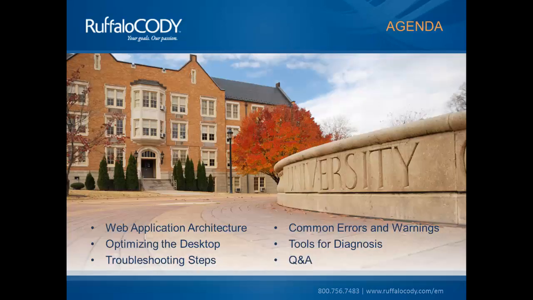Let's talk a little bit about our agenda today. I've got 5 topics that I want to cover before we get to the Q&A session. First, I want to talk a little bit about web application architecture and basically what makes web pages different than what you're doing in Enrollment Manager. We're going to talk about how to optimize your desktop for best performance. Go through some troubleshooting steps, so if you're having performance issues, the things that you should try to do. We're going to look at some common errors and warnings that you may see within Enrollment Manager and ways that you can suppress those kinds of pop-up messages and warnings. And then finally, we're going to go over the tools that are available to you to diagnose any performance issues that you might have. And all that will be before we get to our Q&A session, which will allow you to ask any questions that you might have.